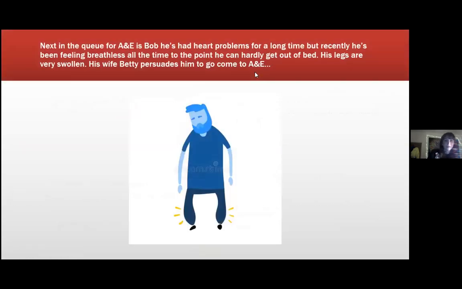Okay, so next we have Bob. He's had heart problems for a long time, but recently he's breathless all the time to the point he can hardly get out of bed. His legs are very swollen, so Betty's persuaded him to come into A&E. Though I hope they rang their GP first. Does anyone have any idea what might be going on with Bob? Yeah, so this is heart failure. So he's probably had chronic heart failure, which has decompensated.